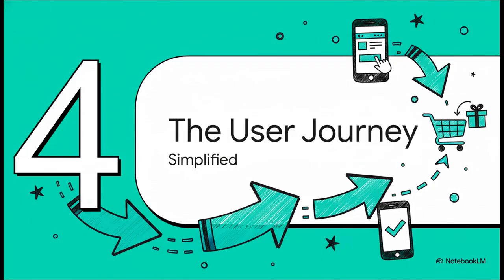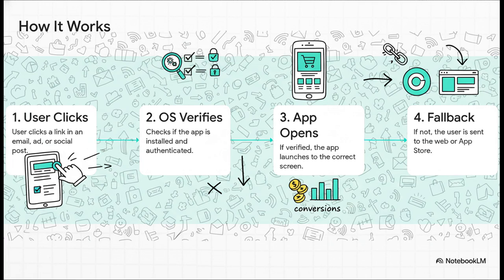Now, I know this might sound a little complicated under the hood, but from the user's point of view, the whole journey is designed to be incredibly simple and smooth. Let's just walk through exactly what happens the moment they tap that link. It all happens in a split second. Step 1, a user clicks your link. Step 2, their phone's operating system instantly checks, hey, is the app installed and is this a legit link? Step 3, if the answer is yes, boom, the app opens right to the content they wanted.